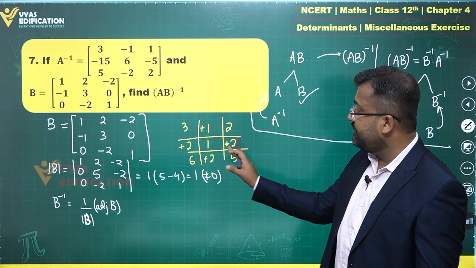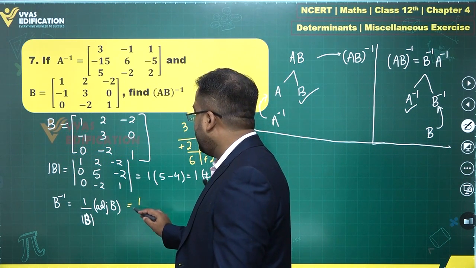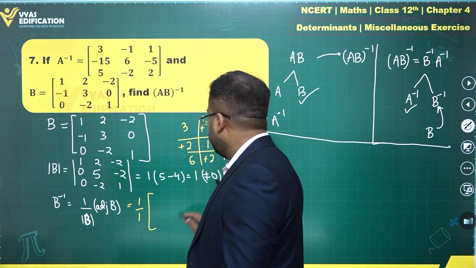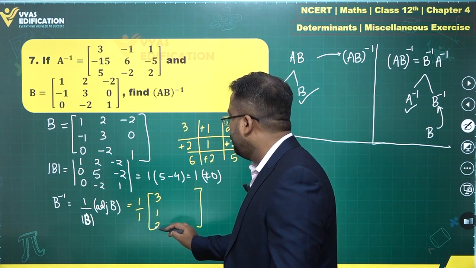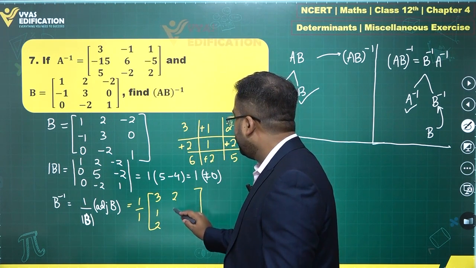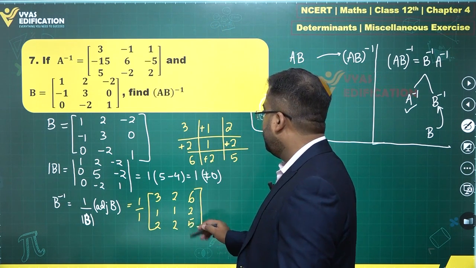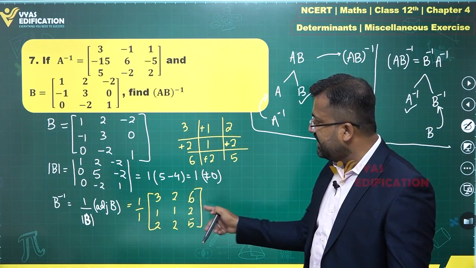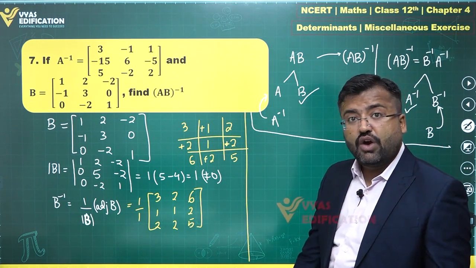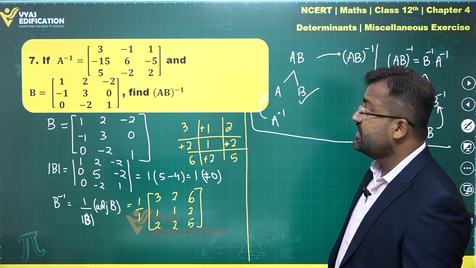This is the cofactor matrix. Adjoint will be the transpose of this. This is equal to 1 upon 1, and determinant is 1, right? The transpose of this will be 3, 1, 2, 2, 1, 2, 6, 2, 5. The first row will become the first column, second row becomes the second column, third row becomes the third column, and that's the inverse of B that was required. That's the inverse of B. We have found B inverse? Yes, we have found B inverse.